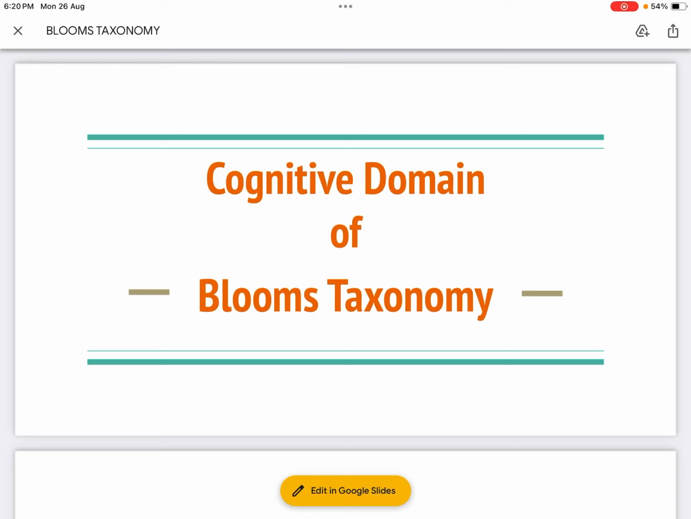Here the question arises: what actually is Bloom's taxonomy, and what are the different domains in which we actually need to study this?